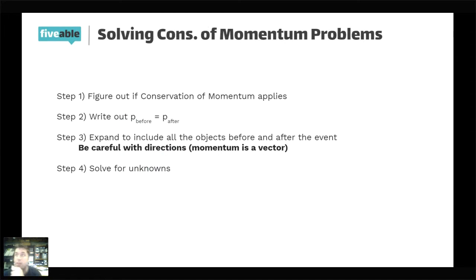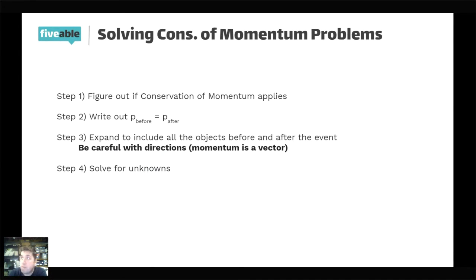And basically, when I teach this, I tell my kids it's 4 steps. Step 1, does P before equals P after apply here? Are we dealing with a situation that has no friction or no forces that are outside of my 2 objects or 3 objects or whatever I care about? If that's good, we get to move on. If not, we have to go to maybe delta P equals F delta T or some other way of getting to the answer here. Okay.